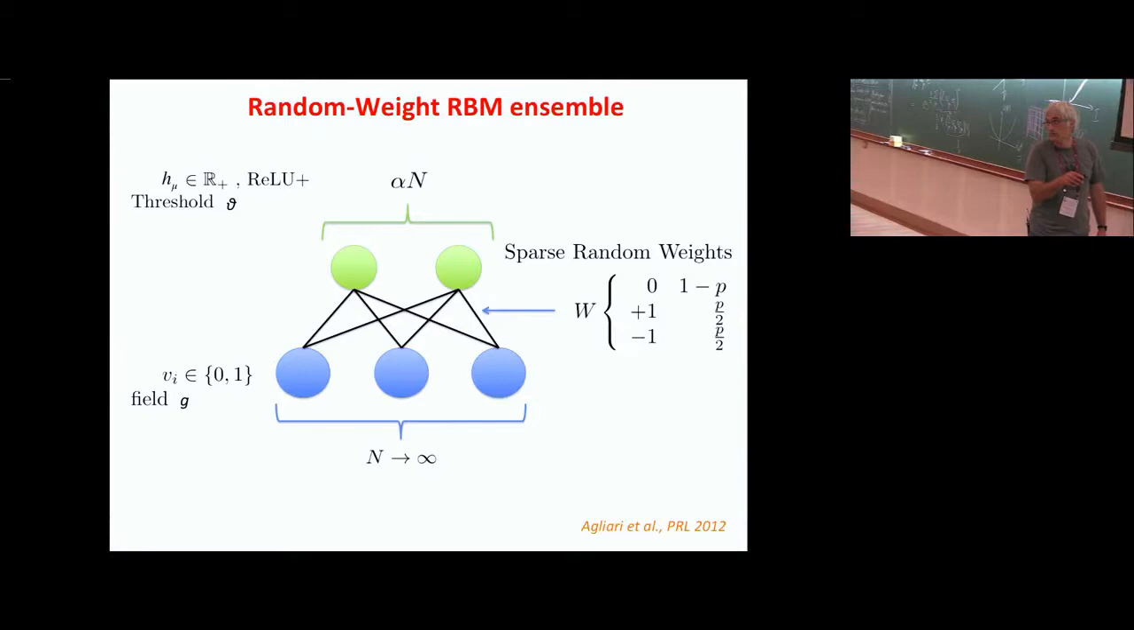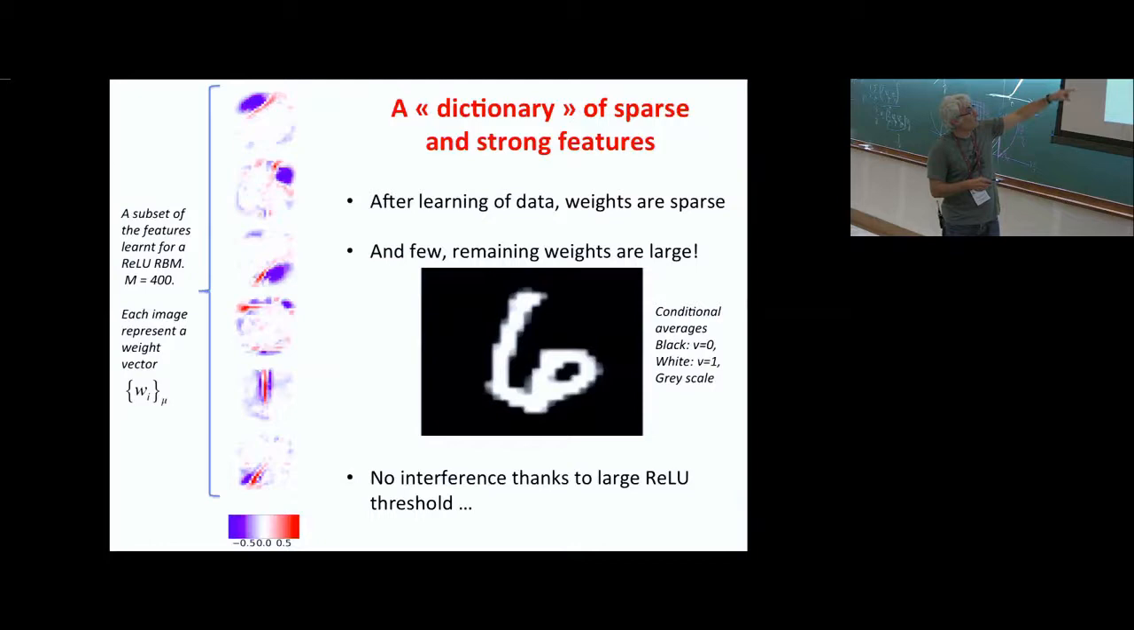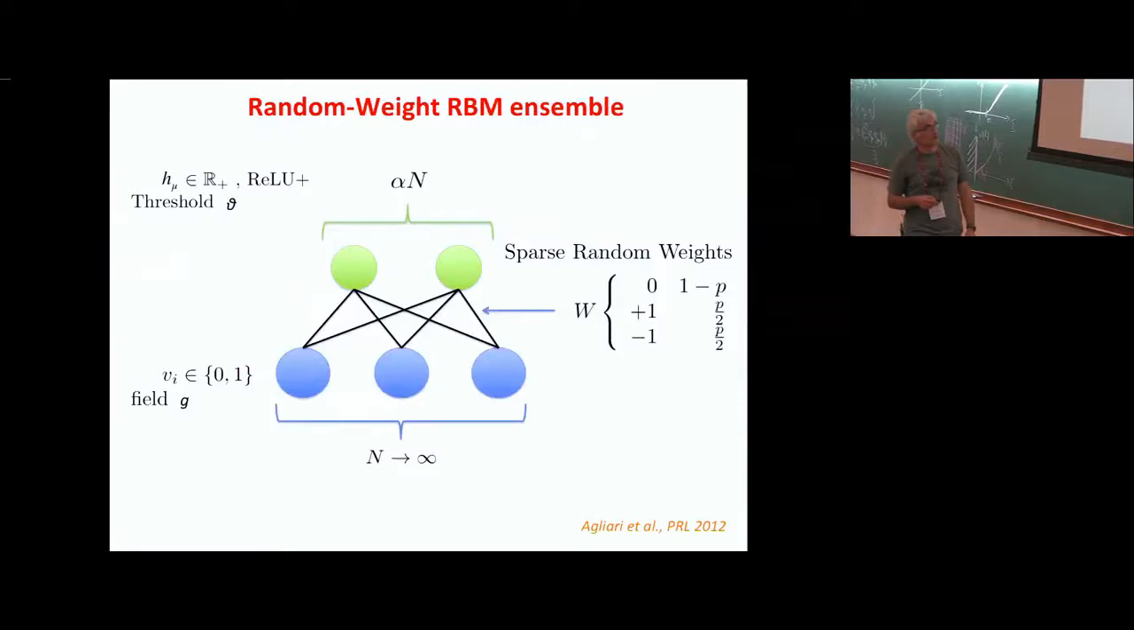So with probability 1 minus p, I will put a 0 for each pair. I will put a plus 1 with probability p over 2, a minus 1 with probability p over 2. So that models two things. That models the fact that, as we see here, there is a huge sparsity. So p controls the level of sparsity. And the remaining weights are large. In fact, that's a model which was introduced by Barra and collaborators some years ago.